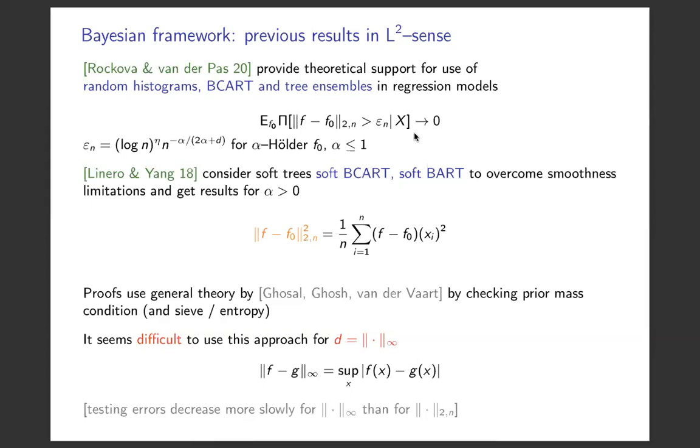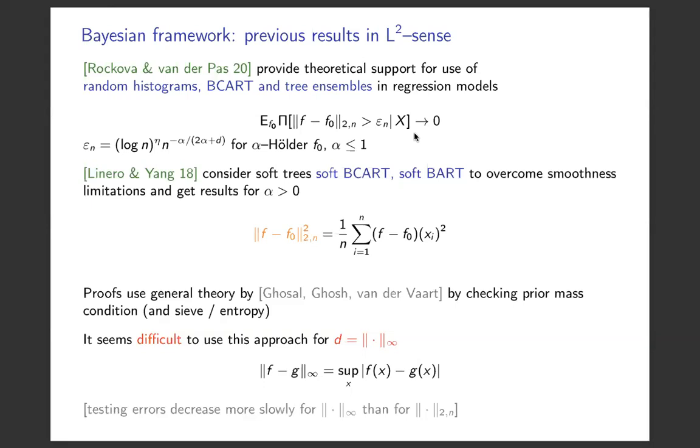And then Linero and Yang considered soft versions of trees and forests, and obtained results for any positive alpha. Then you don't get histograms. You lose a little bit this simple aspect of a simple estimator, but the building block is a smooth learner.